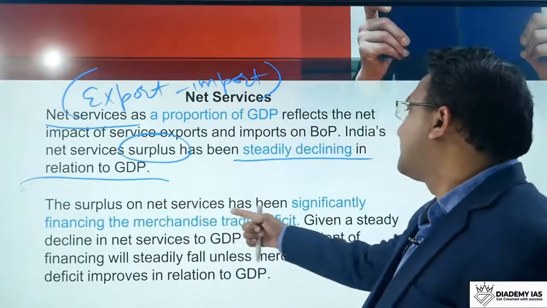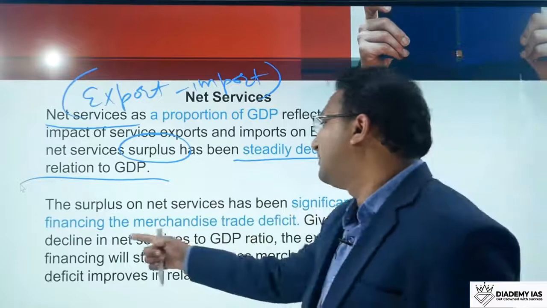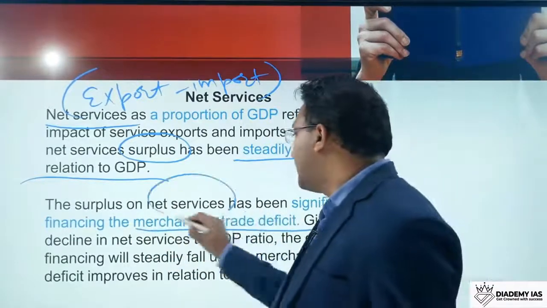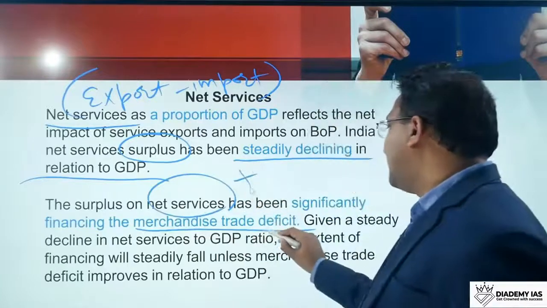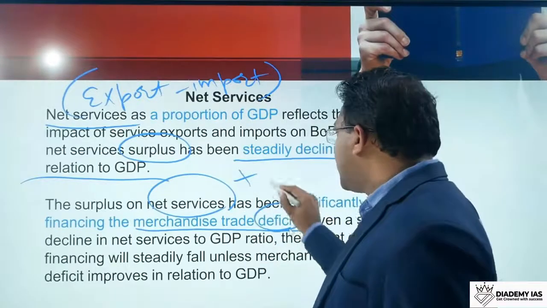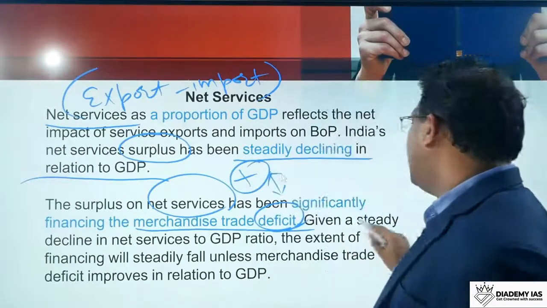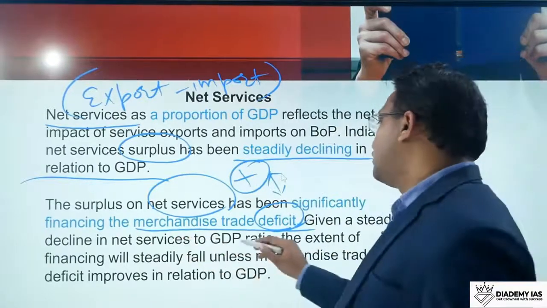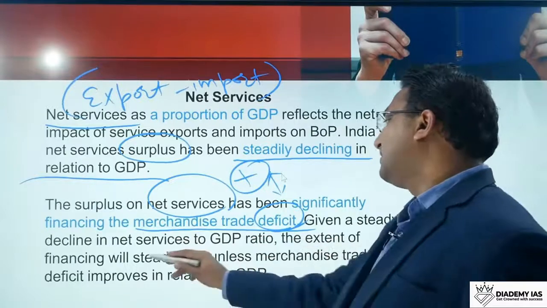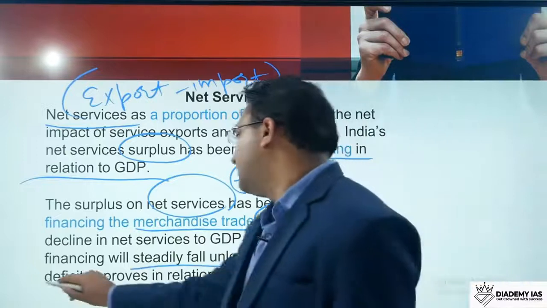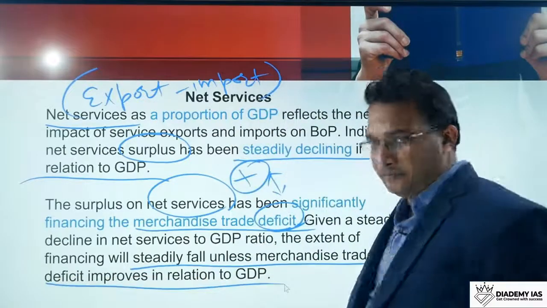Then, the surplus on net services has been significantly financing the merchandise trade deficit, right? So on the net services, there is a surplus. In the merchandise trade, there is a deficit. So this surplus has been compensating this deficit. Given a steady decline in the net services to GDP ratio, the extent of financing will steadily fall unless the merchandise trade deficit improves in relation to GDP.